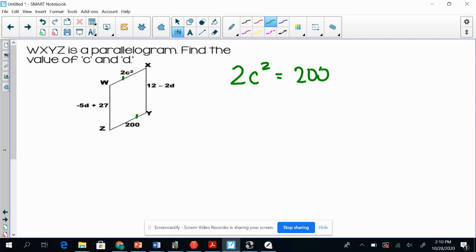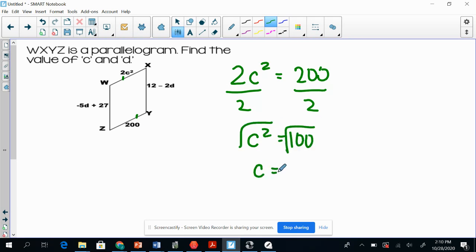And then you can pause the video right now and try it if you didn't do it already. Divide by 2. c squared equals 100. Take the square root, and c equals 10. So I know that c equals 10, and it says find the value of c. I know this is one of the answers to this problem.